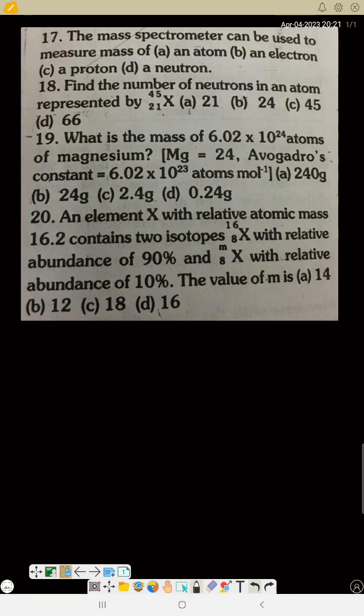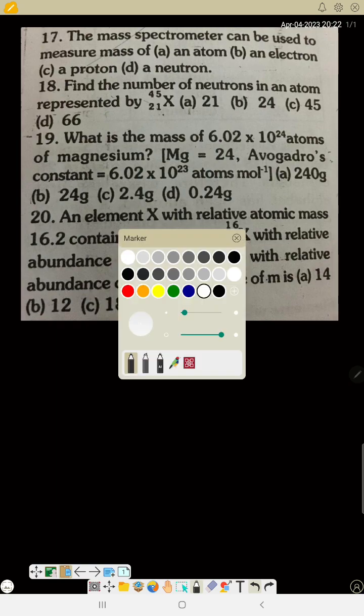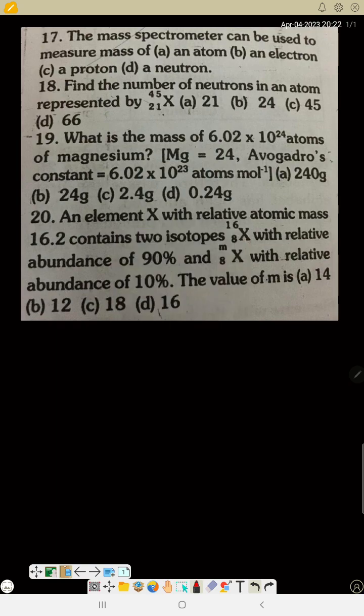So number 17. The mass spectrometer can be used to measure the mass of an atom. So take note. Mass spectrometer is used to measure the mass of an atom. So it's just an objective. Choose answer. So for the first one, the answer is A.